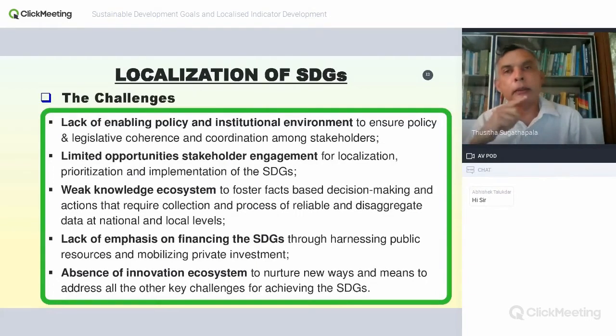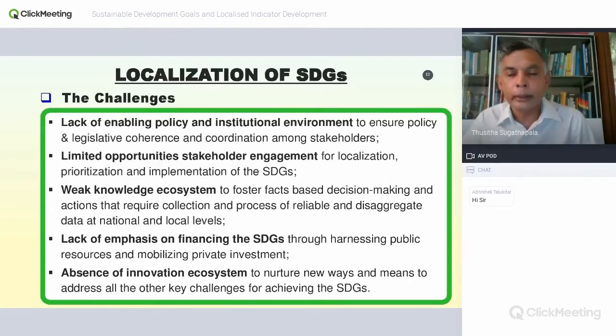The challenges, there are many, of course, because of the complexity. I have grouped this one in line with some global exercises. These are highlighted in many global reportings. One is basically the lack of enabling policies and institutional environment, which is related to the lack of policy coherence, because we have different policies which are not aligned to each other. We have different stakeholders, institutions with overlapping subject areas and so on, and their coordination is very weak. So that's one of the major challenges.